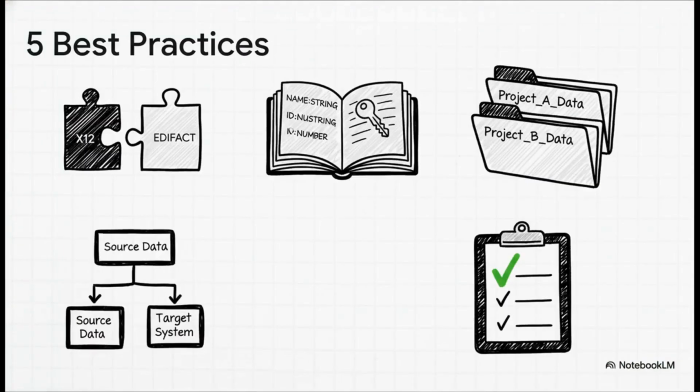Okay, if you want your system to last, these 5 things are non-negotiable. First, stick to standard formats like X12 or EDIFACT. Second, keep a detailed data dictionary. It's your single source of truth for what everything means. Third, use consistent naming conventions internally. It saves so much confusion. Fourth, document everything about your mapping logic. The future you will thank you for it. And finally, and I can't say this enough, always test with real-world data to find problems before your partners do.